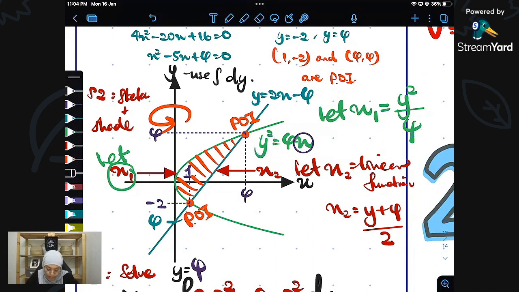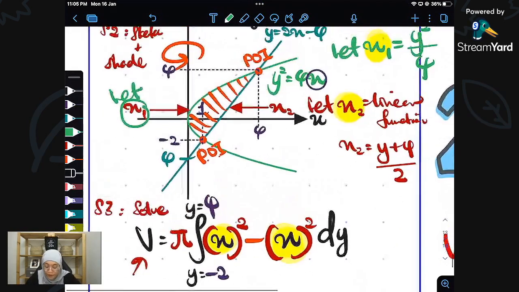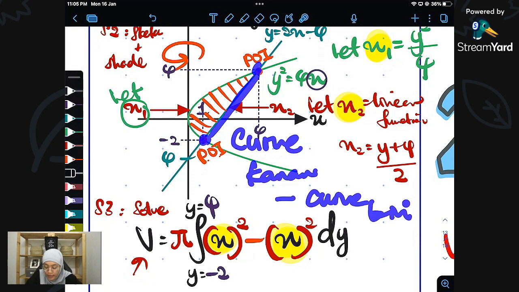And then I'm ready to bring this 2 into my volume formula here. Okay, but then I need to label it nicely. Siapa yang tolak siapa? So in my area of the region video, saya ajar curve atas curve kanan. Mungkin saya tulis macam ni je lah. Curve kanan di antara dua POI ni, curve kanan akan ditolakkan dengan curve kiri. Okay, this is what I taught you guys in the area of the region video.